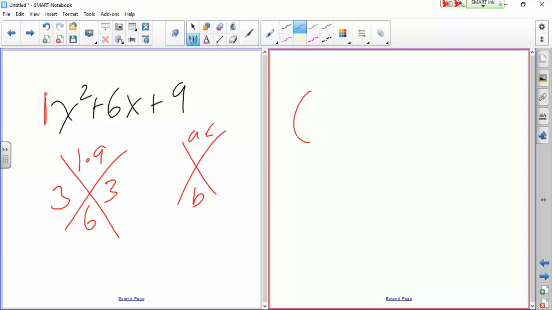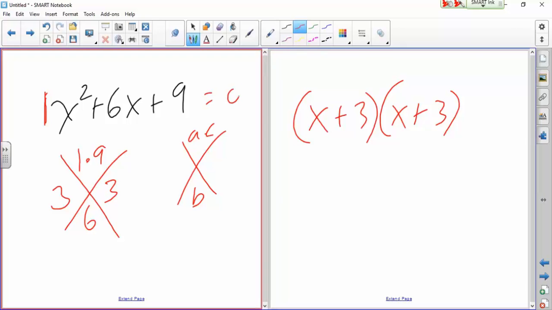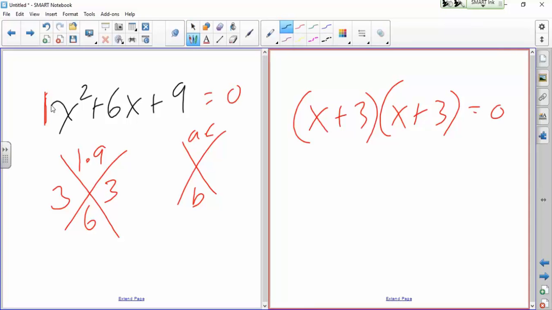And then how do I write my answer for this? We have x plus 3, basically x plus 3. Is everybody okay with that? Okay, and then if I told you that this was equal to 0, and I'm like, hey, what are my roots? What are the values of x? X is equal to negative 3 and basically negative 3 again. Is everybody okay with that? Okay, anybody have a question?